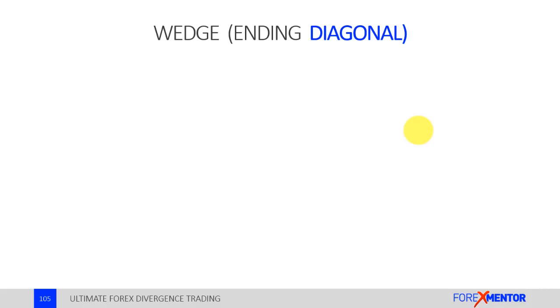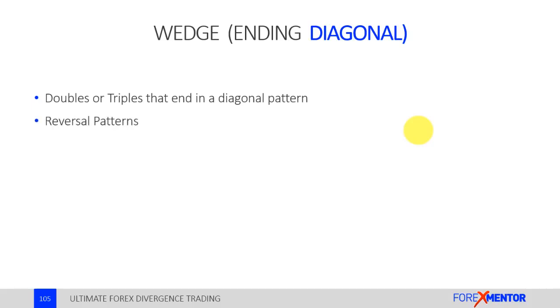Price wedges or ending diagonals. These are doubles or triples that end in a diagonal pattern. They're reversal patterns, and they often form after the market has had really big price moves. So basically they're showing that the market has moved too far too fast.